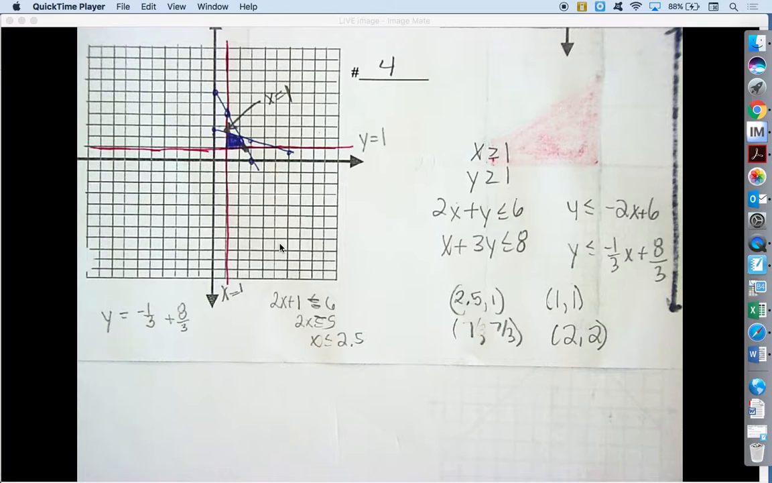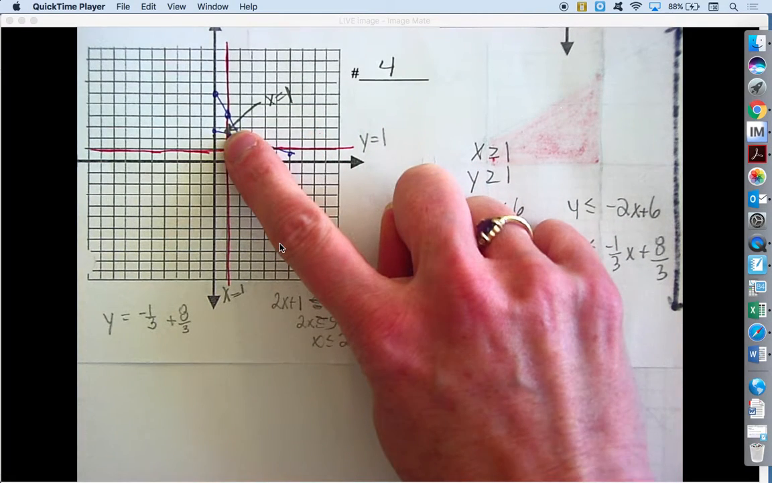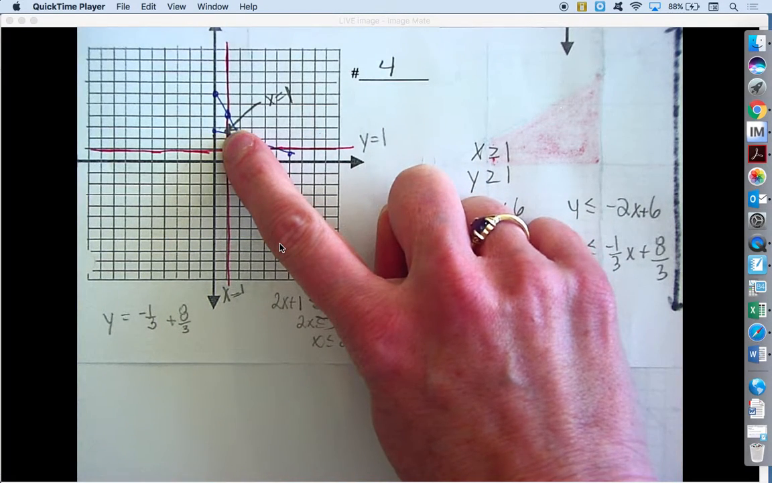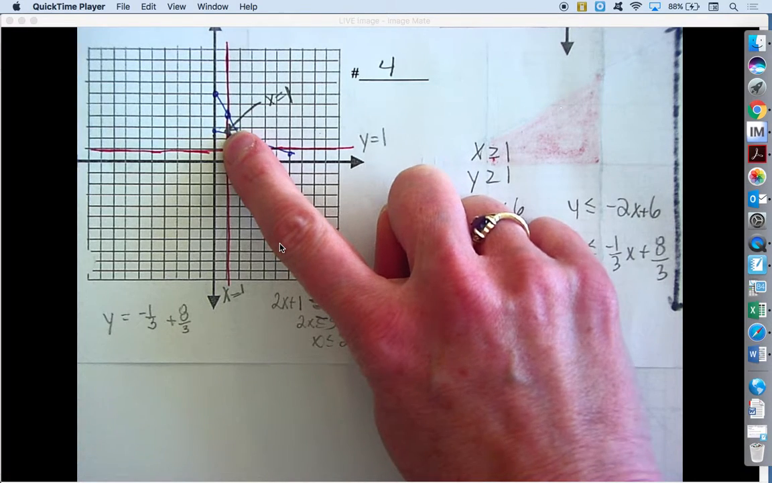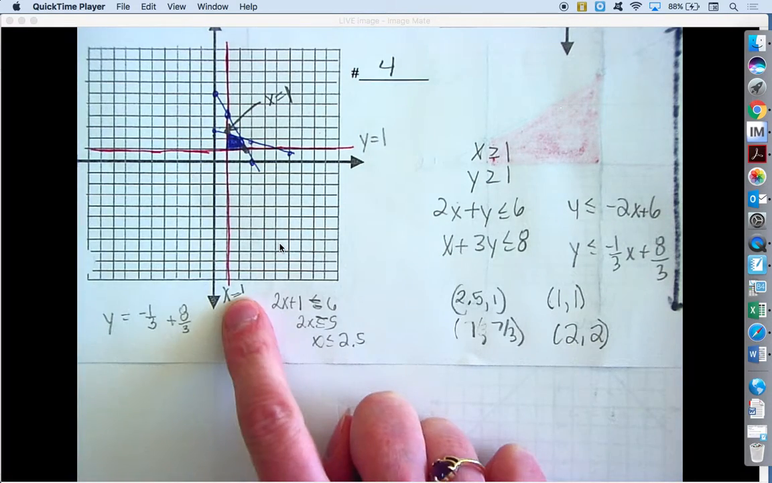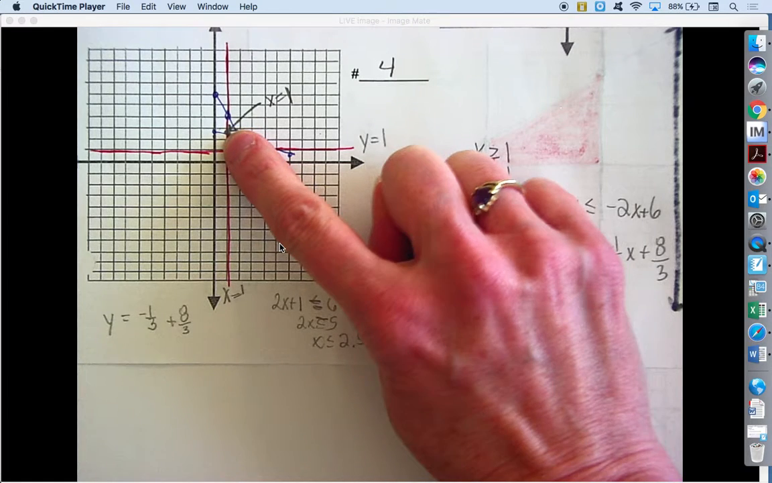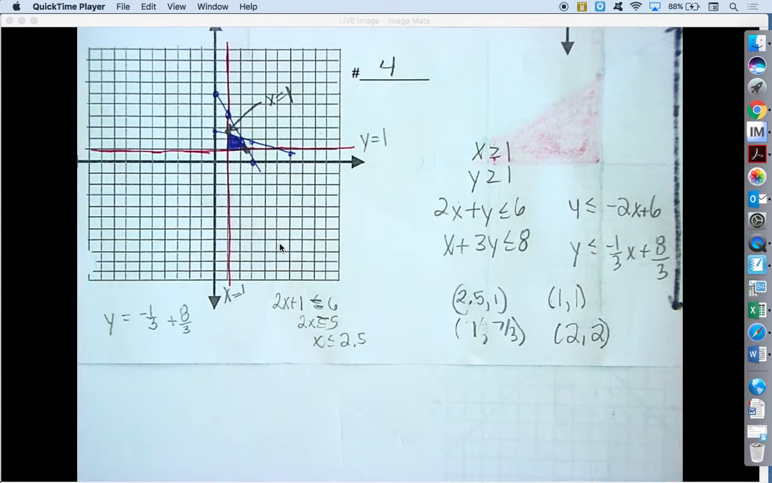I have here that at this point, x is equal to 1. I know x is 1 because that's where my vertical line, my x equals line, is. So this line is x equals 1. That means the 1 value for the x has to be part of the ordered pair. We don't know what the y is, though, because it's in between 2 and 3.